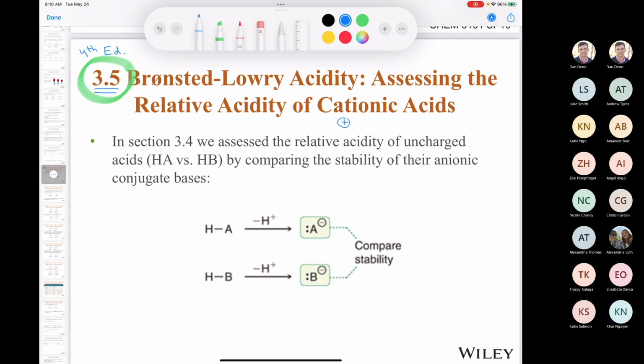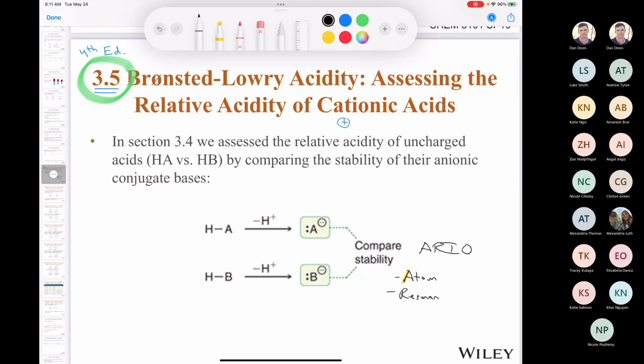Now, previously, when we were talking about relative acidities of uncharged acids like HA and HB, and it could be any acid, what we did is we compared the stability of their conjugate bases, and we used the concept of ARIO, right? We looked at this conjugate base, and we looked at this conjugate base, and then we compared the stability, starting with A for atom. And then after that, R is resonance. So if the negative charge is on the same atom, then you go to resonance. If there's no resonance in structures, you go to induction. So induction, you look for electron withdrawing groups or atoms. And then finally, you'd go to orbital.